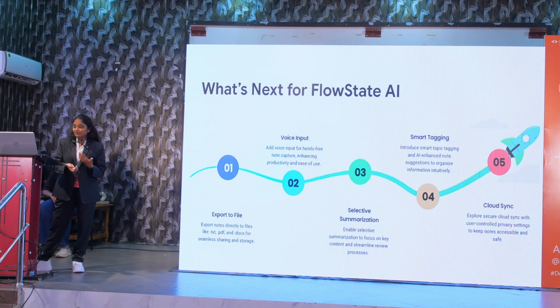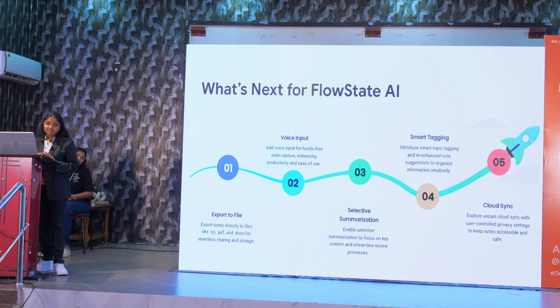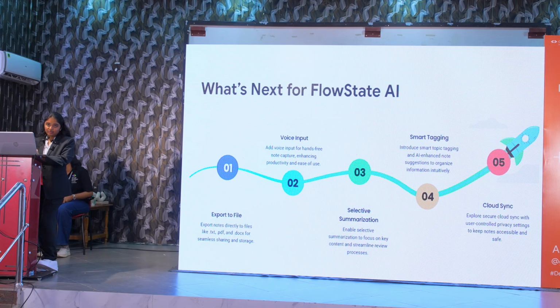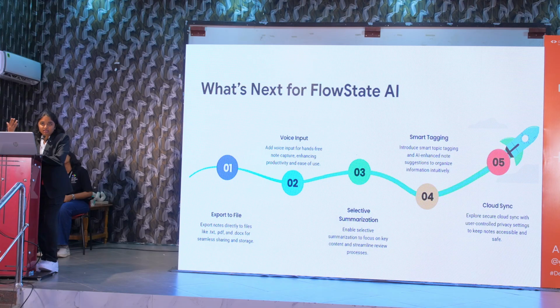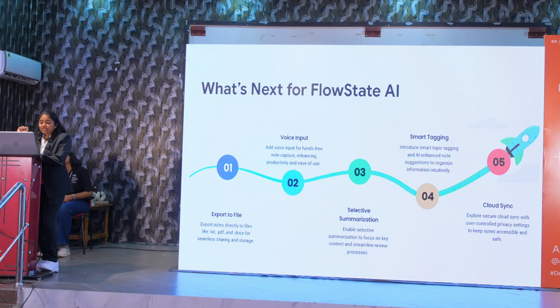Next, efficiency: you don't have to type, you can just give a voice input. And next is selective summarization. For the initial state I summarized the whole content, but in the upcoming version I will summarize only the selected content. And next is smart tagging.